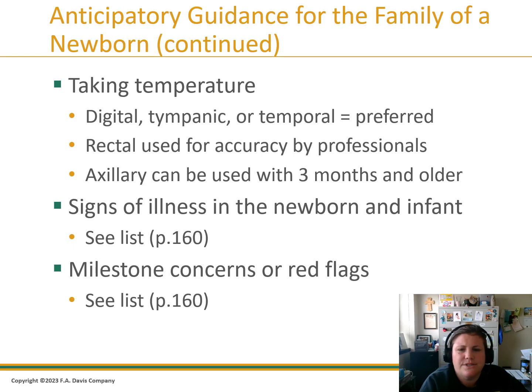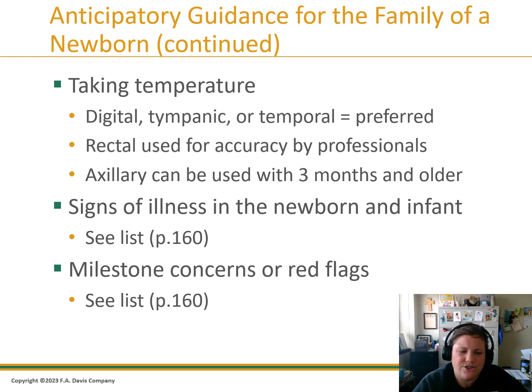Axillary can be used beginning at 3 months and moving upward, but it's also sometimes a more finicky choice because it does take a little bit longer for the reading to collect, and the child has to be relatively cooperative for that to work. You won't see us using an oral temp on babies very often because it's hard to ensure you're getting underneath the tongue when you're taking that temperature.